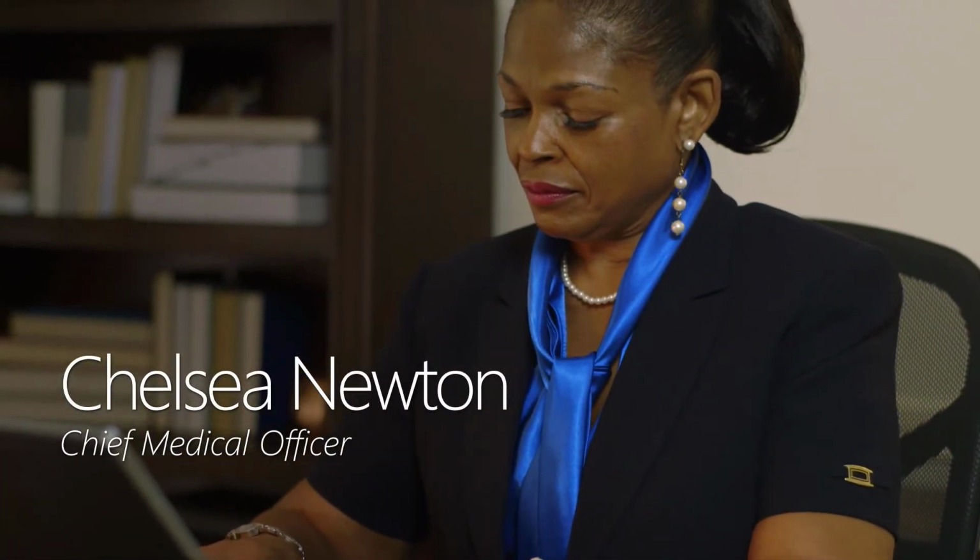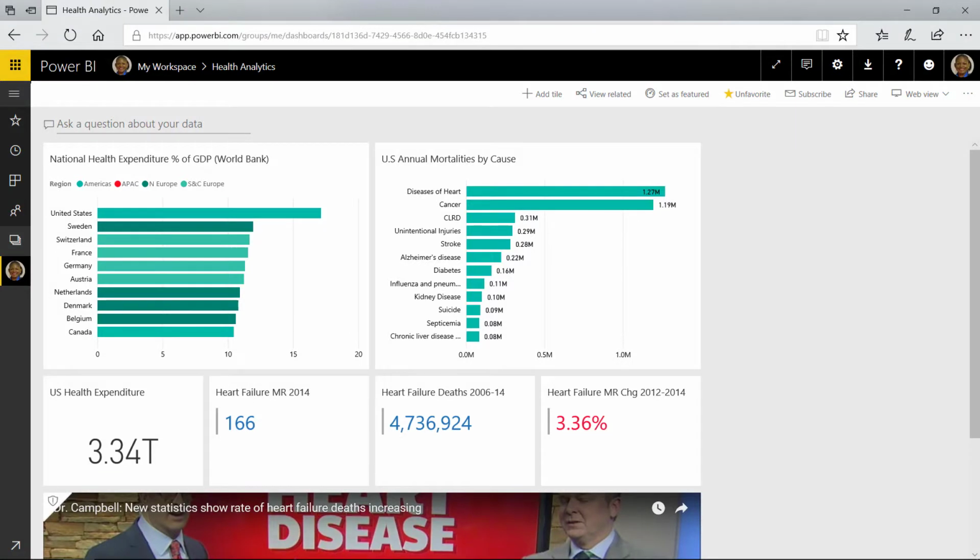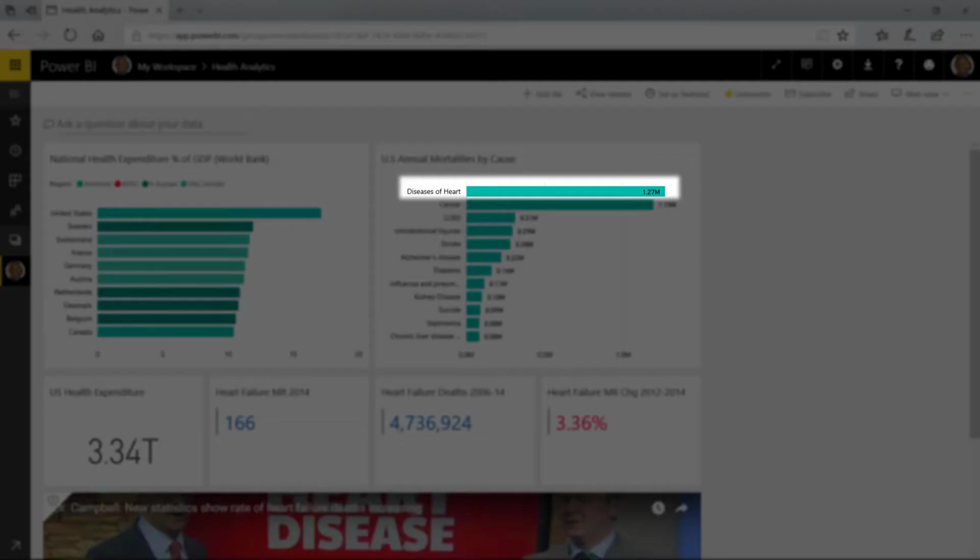Chelsea Newton, Chief Medical Officer at a healthcare organization, uses KenSci Clinical Analytics to gain predictive insights into national health trends. From this Microsoft Power BI Health Analytics dashboard, Chelsea has an at-a-glance view of several key metrics, including the national health expenditure ranked by country, leading mortality cause in the U.S., and a variety of heart failure statistics.